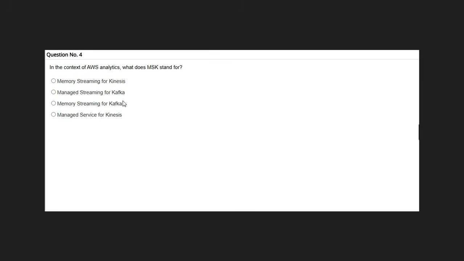And option D, managed service for Kinesis. So the right answer is Managed Streaming for Kafka. Option B is the right answer.